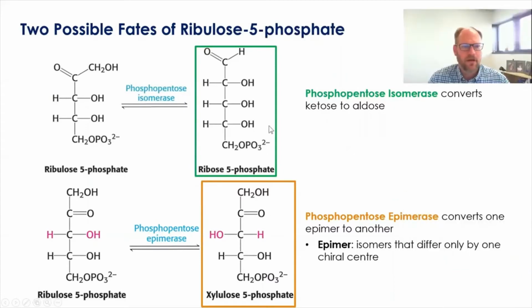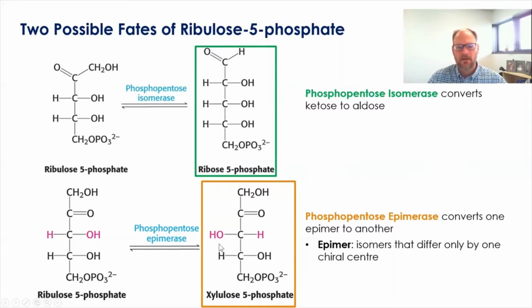Now, there are two fates of ribulose 5-phosphate. Inside the cell, it can either be converted into ribose 5-phosphate, which of course is the sugar that's in the backbone of DNA and RNA, or it can be converted by phosphopentose epimerase into xylulose 5-phosphate. So we have two enzymes here to keep track of: phosphopentose isomerase and phosphopentose epimerase, whether it's making an isomerization or an epimerization reaction.